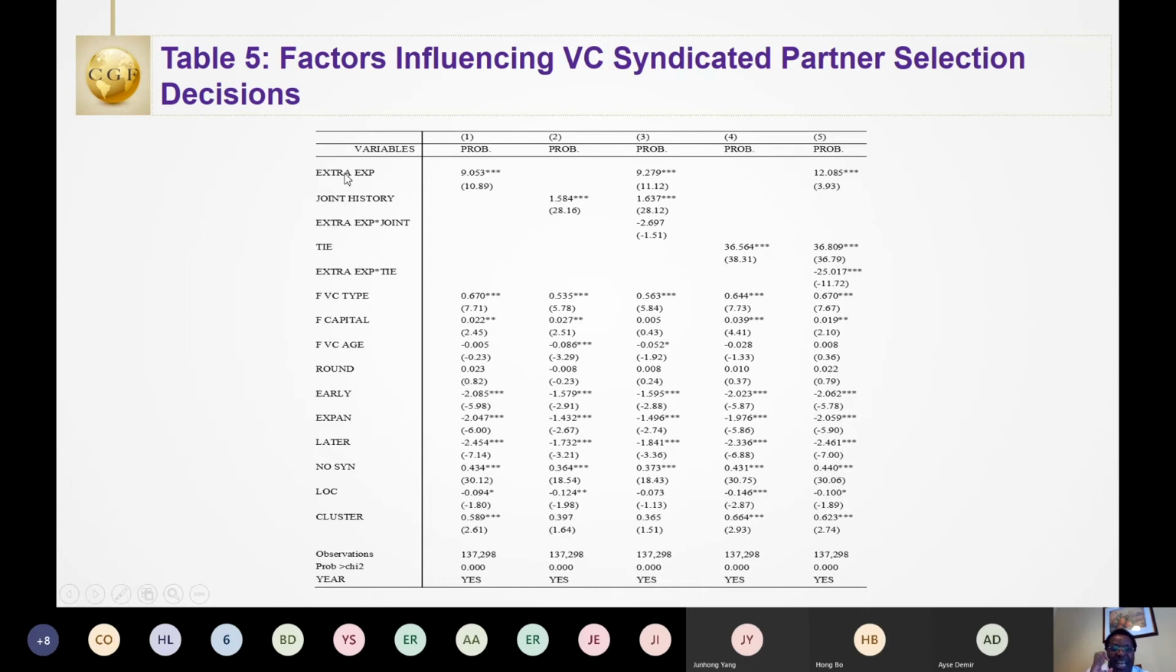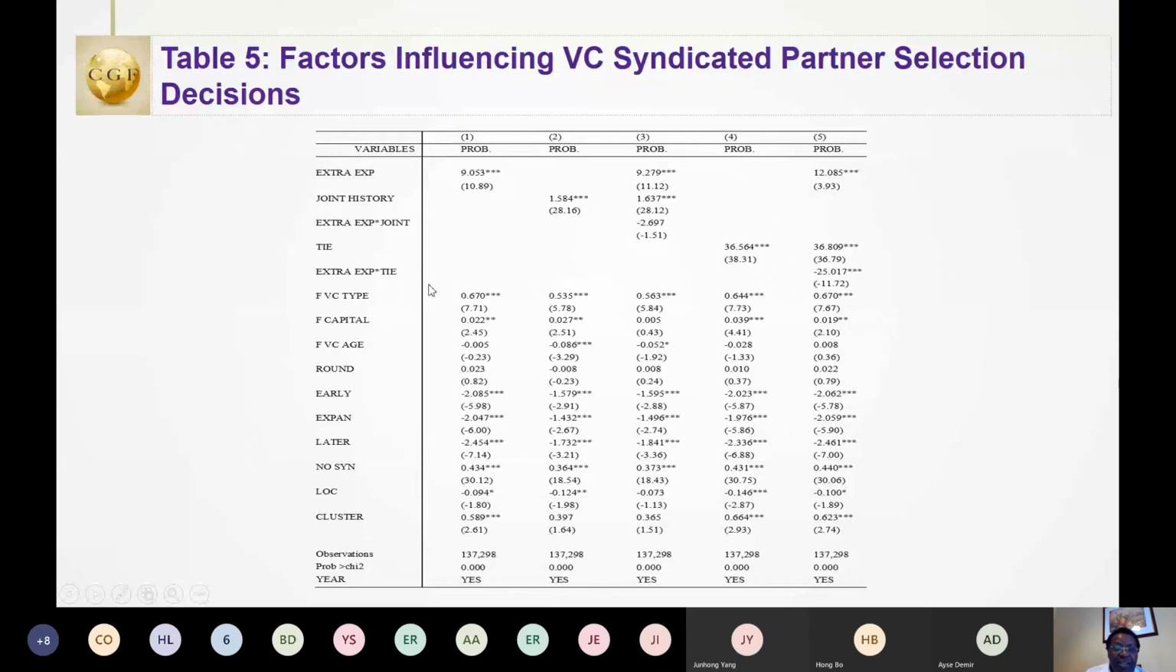Remember where we are looking at extra experience, captured in terms of the experience of the follower or partner VC over the lead VC. That becomes very important. So the theory got it kind of right. It's very important in explaining the VC syndicated partner selection, with important significance. And so is joint history also very important, and that's consistent with theory.